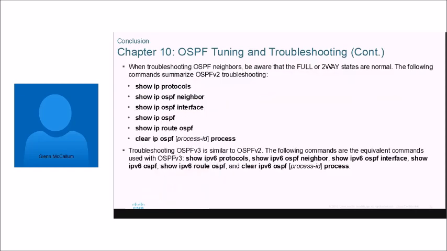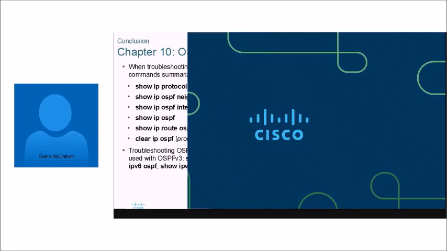And so troubleshooting: show IP protocols, show IP OSPF neighbor, show IP route, they're my top 3. The other ones can be show IP OSPF interface, show IP OSPF. And of course you can clear things if you might have changed things and they haven't resettled yet. Troubleshooting between version 3 and version 2 is very similar. You've just got to remember to do IPv6.